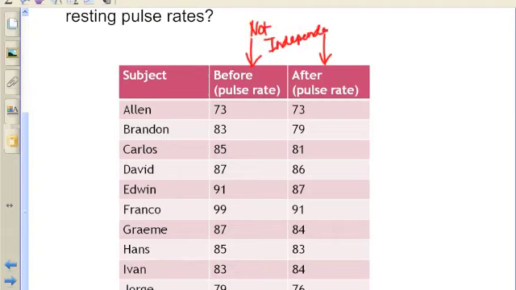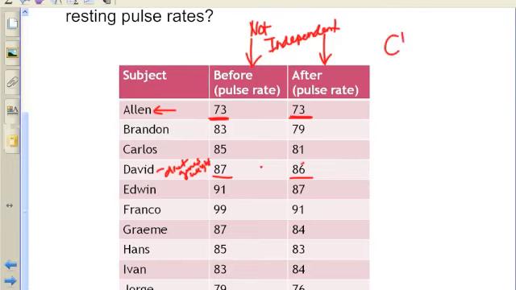Why are they not independent? Because they're from the same person. Alan's pulse rate before he exercised and Alan's pulse rate after are affected by the fact that they are both Alan. David's pulse rate before definitely affects David's pulse rate after. It was higher than Alan's. So David, whatever it is about him, his diet, his genetics, his weight, causes these 2 things to be very much related. So these groups are not independent.